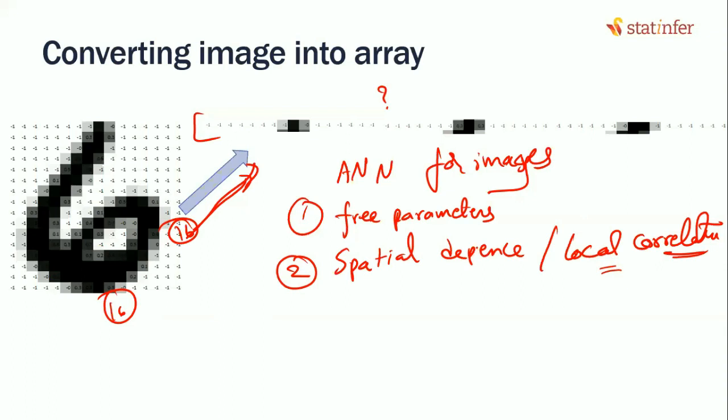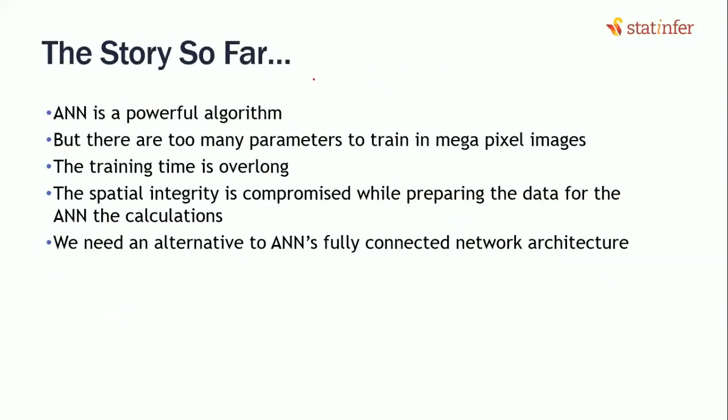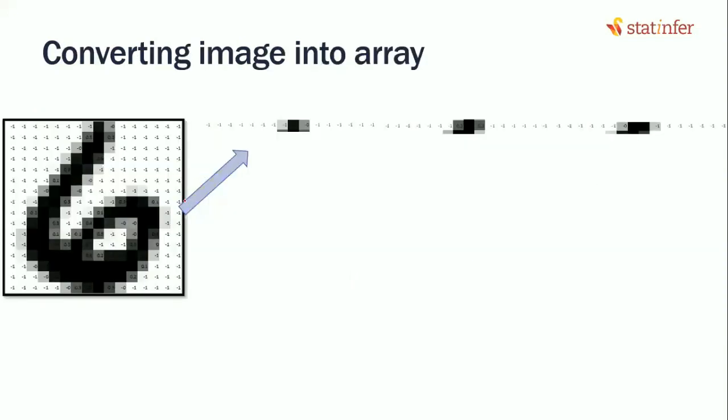There has to be a new algorithm that will address both the problems. Yes, there is a new algorithm. So the story so far is, yes, we do admit, we have all respect for the ANN algorithm. It is a powerful algorithm. It is a universal function approximator. We understand all that. However, we want to not just solve the problem, we want to solve it in the stipulated time, in the most effective manner. Instead of directly converting each pixel into this kind of array, we want to somehow carry forward that spatial correlation. CNN, convolution neural network, which we are going to discuss, addresses these two problems.